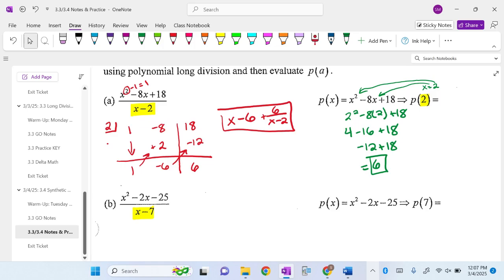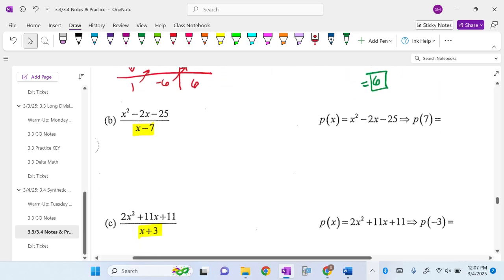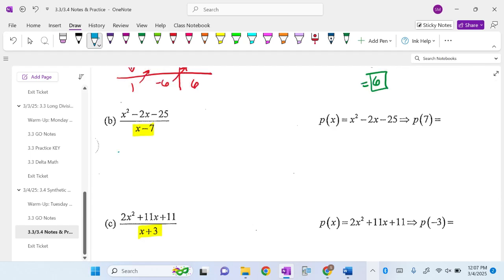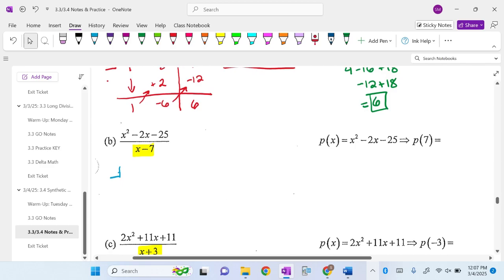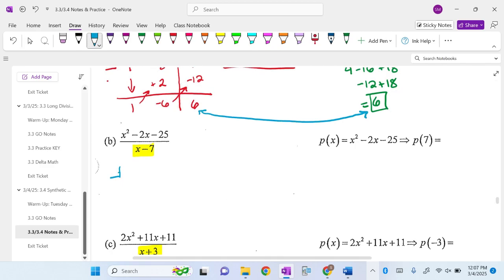Okay, you might not see it yet. Let's do another one. All right, so let's set this up very quickly. What am I going to put for my root in my box over here? It is. So that's a good connection. These two numbers are the exact same. All right, let's see if that holds up in court.